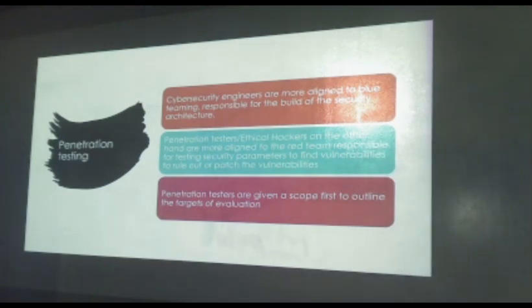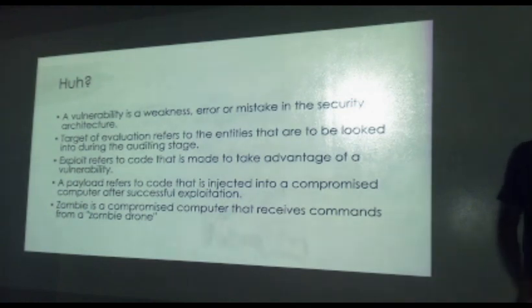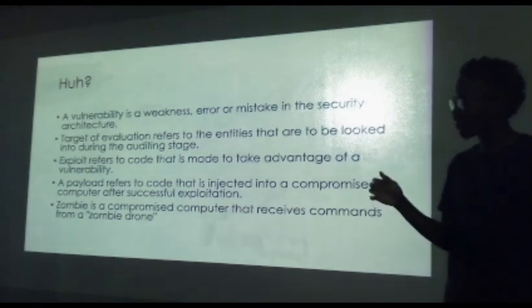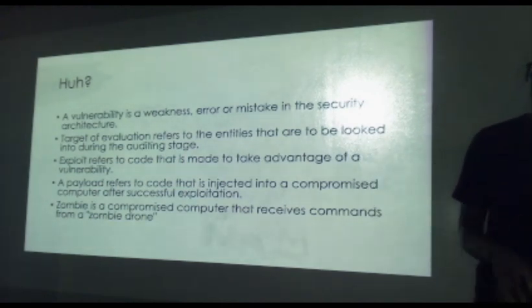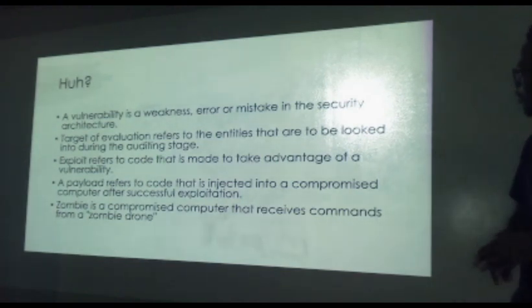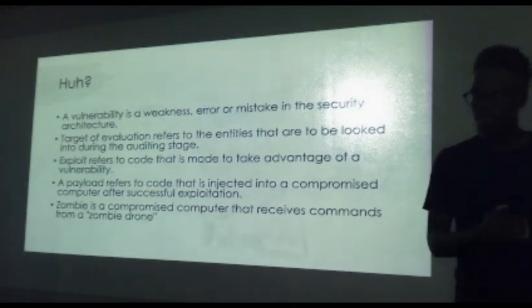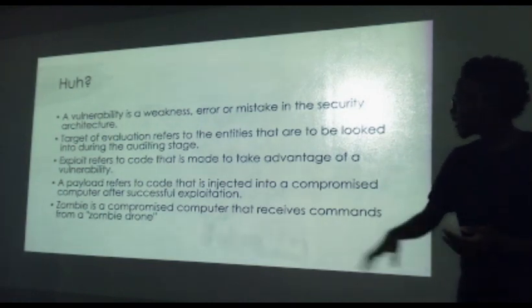But before we get into all that, there's a couple of words that you're going to see and hear, and they're going to sound like hell. Here are some of the words that you need to know. Words like vulnerability and obviously target of evaluation, which I've mentioned. It's just a scope to say this is what you're going to be looking at, this is what you're allowed to look at, this is what you're not allowed to look at. That's the target of evaluation.